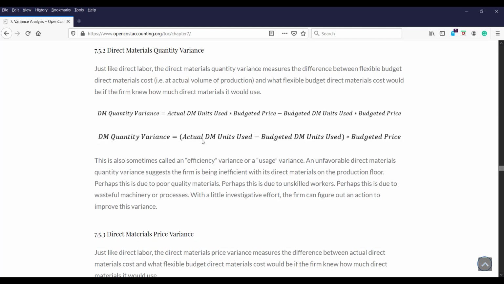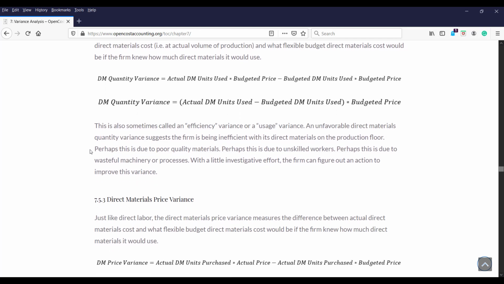We're just varying the quantity used, either actual versus budgeted, and we're multiplying it by standard price. Now, sometimes this is called the efficiency or usage variance. Doesn't matter. Quantity variance, it works the same. Now, an unfavorable variance suggests that something is happening that is making you be inefficient with these direct materials that are being brought onto the factory floor.